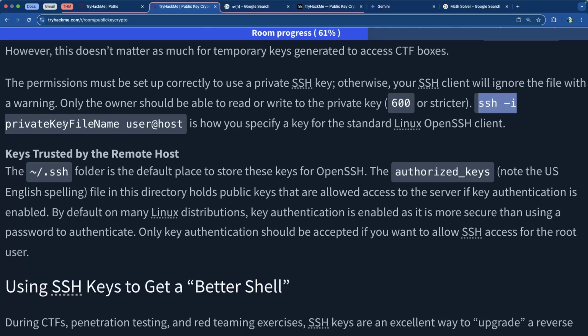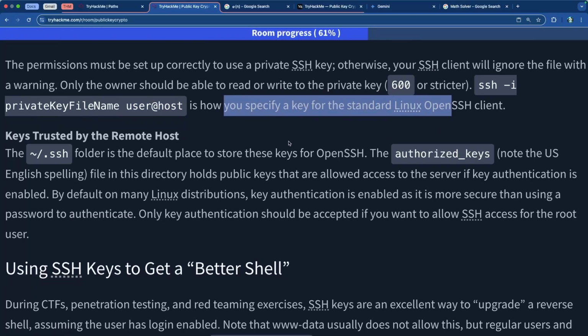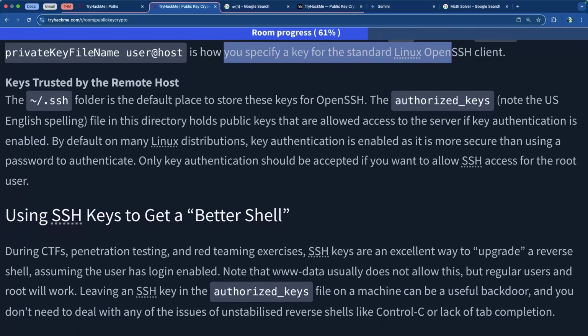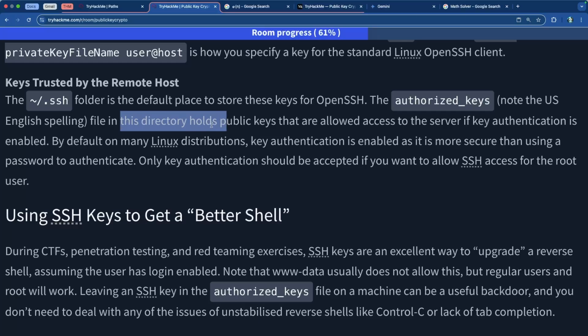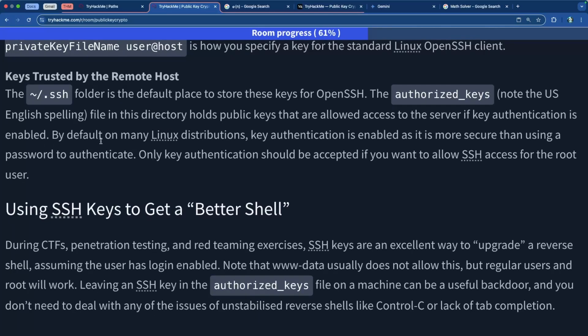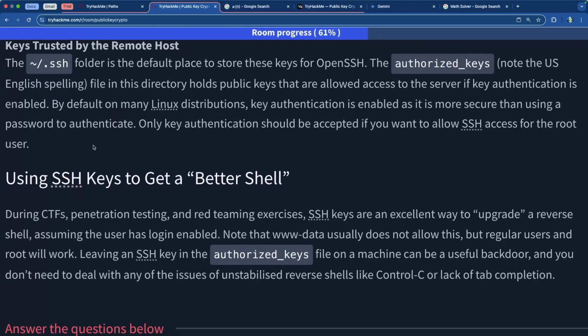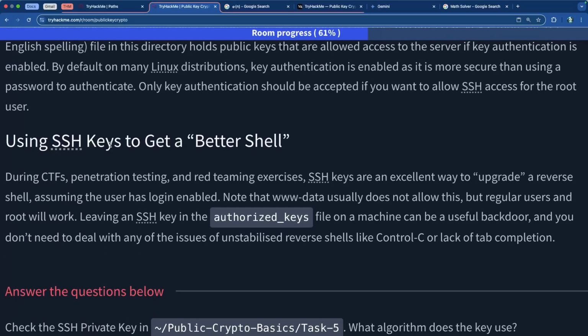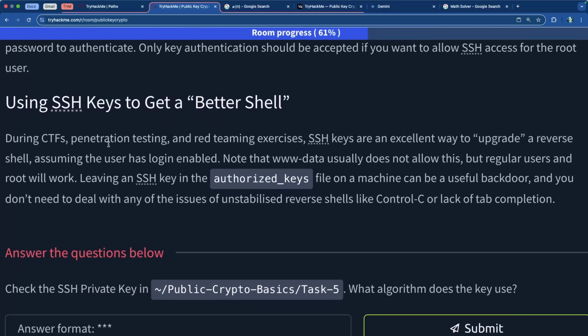So ssh -i private key file name, and then user@host, is how you specify a key for the standard Linux OpenSSH client. Keys trusted by the remote host are inside of our .ssh folder, which is inside of the root, and .ssh is the default place to store these keys. The authorized_keys file, note the US English spelling, in the directory holds public keys that are allowed to access the server if key authentication is enabled. By default, on many Linux distributions, key authentication is enabled as it is more secure than using a password to authenticate. Only key authentication should be accepted if you want to allow SSH access for the root user.